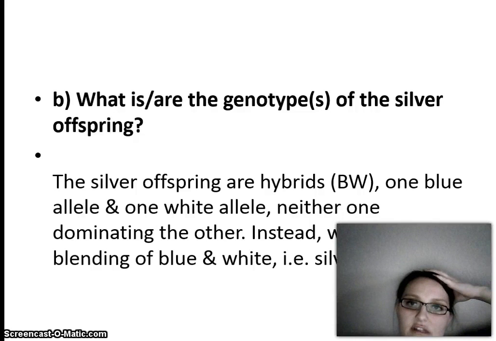For 1B, what are the genotypes of the silver? They have to be BW, with 1 blue allele and 1 white allele to show the mixing. Neither one will dominate the other, they will just blend instead. So I know when you mix blue and white in real life you get like baby blue, but for some reason on all of these standardized exam questions they say that you get silver.